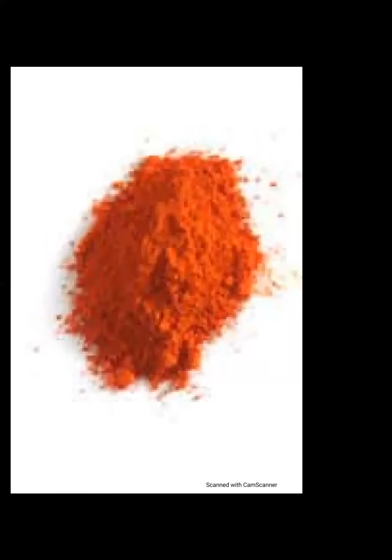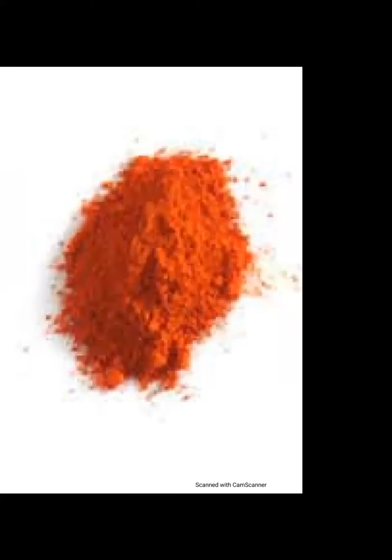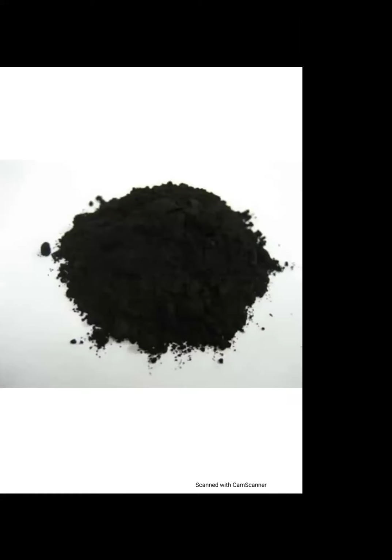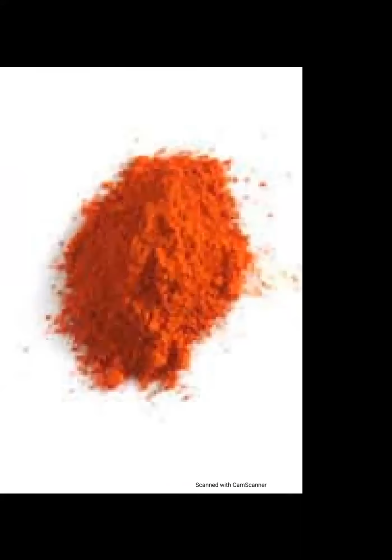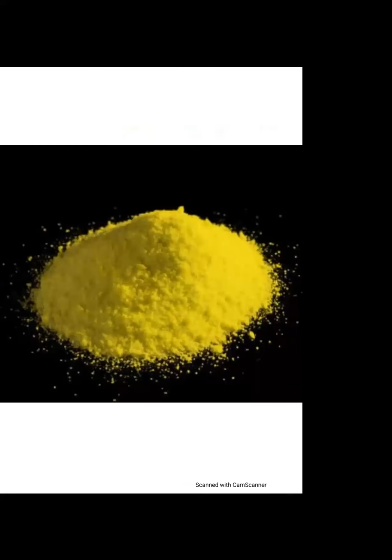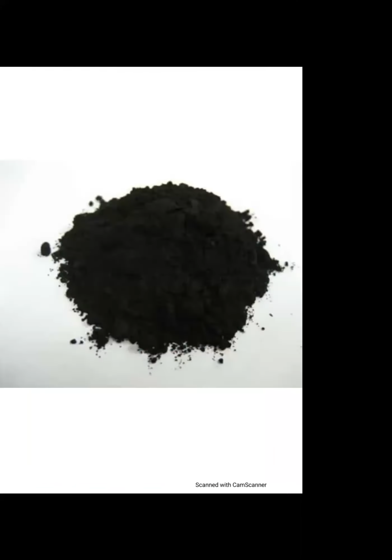Now the next example is when copper carbonate is heated. Copper carbonate is green in color. When copper carbonate is heated, it gives copper oxide, that is black in color. You can see the copper oxide is black. This is lead oxide, this is lead monoxide, this is copper carbonate, this is copper oxide.